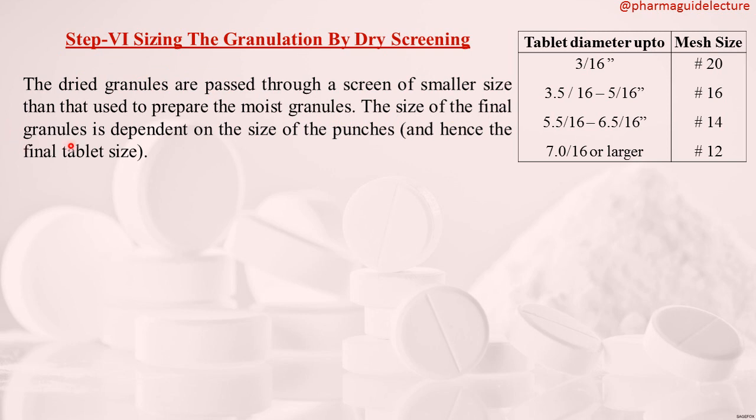The size of the final granule depends on the size of the punches and hence the size of the tablet. According to the size of the tablet, the punches are decided, and according to that the size of the granules is decided, that is, from what mesh screen the granules will be passed. In this table you can see, according to the diameter of the tablets, these are the mesh sizes of the screen from which the granules must be passed.